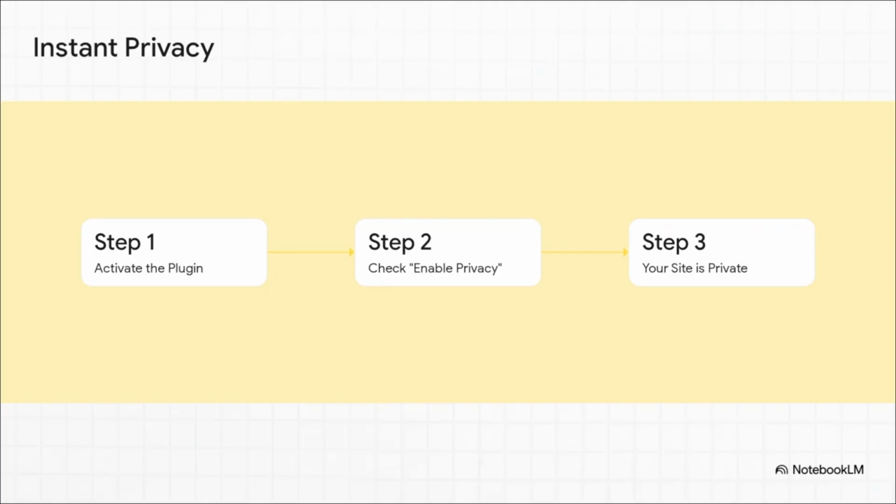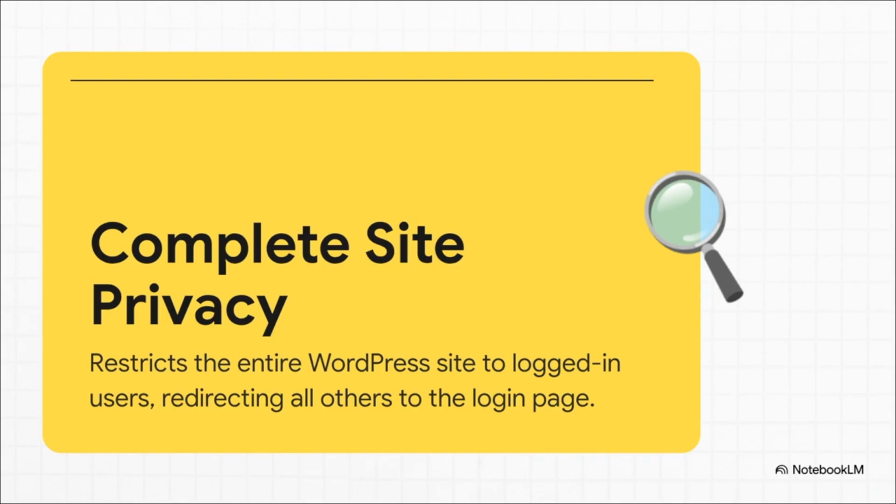It is honestly this easy to lock everything down. No joke. You activate the plugin, you pop into the settings, and you check literally one box. And boom, that's it. Your whole site is now private, and only people who are logged in can see a thing. And when we say complete privacy, we really mean it. This isn't just about hiding a page or two. It means nobody sees your content, not your posts, not your media, not even search engines like Google, until they log in. If you try to go to any URL on the site, you just get bounced right back to the login page. It's a total lockdown.